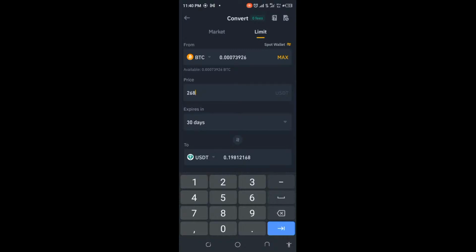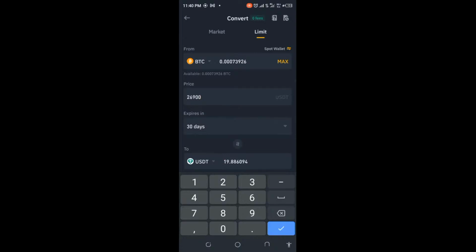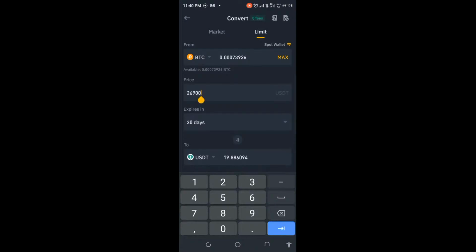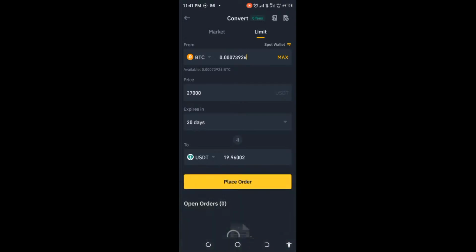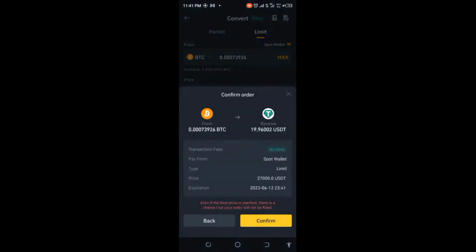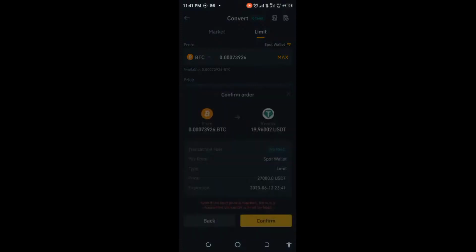See if I make it 26,900. What will I get? Okay, that's 20. It's looking so small. Okay, maybe we should make this 27,000. Let's see. Okay, if I choose this, this is going to be extra 10 cents. I'm going to work with that. So let's go ahead and place the order at 27,000. Good. Let's go ahead and do that.